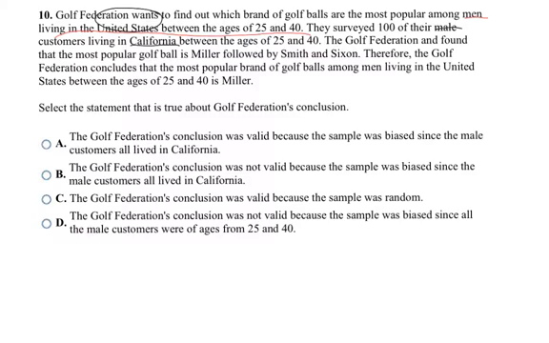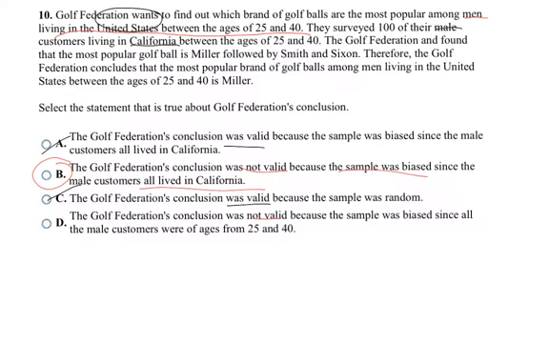So A says that they are valid, so it can't be A. And it can't be C for the same reason. They both say was valid. So it's either going to be B or D. And so we need to look at the reasons on why B and D say not valid. So B says it was not valid because the sample was biased, which it was, since the customers just lived in California. Well, that's true. So it's probably going to be B, but let's just check D.